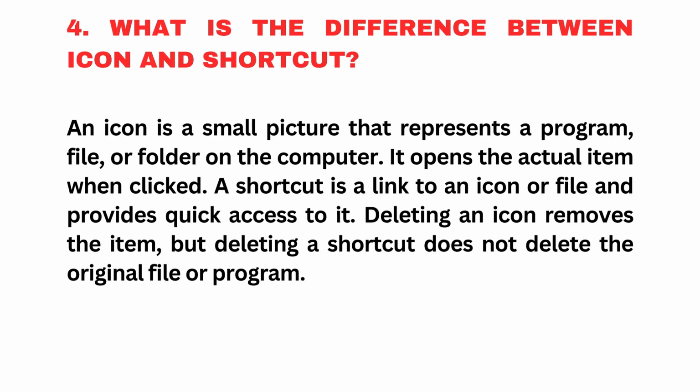4. What is the difference between icon and shortcut? An icon is a small picture that represents a program, file, or folder on the computer. It opens the actual item when clicked. A shortcut is a link to an icon or file and provides quick access to it. Deleting an icon removes the actual item, but deleting a shortcut does not delete the original file or program.